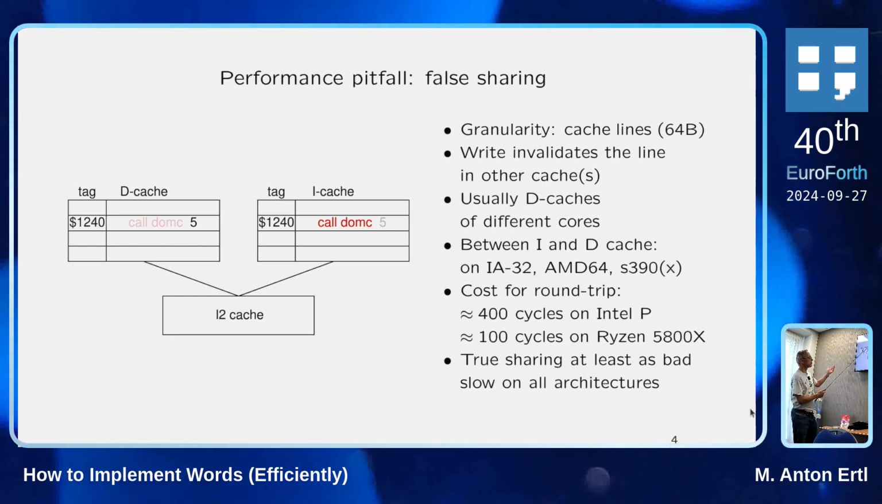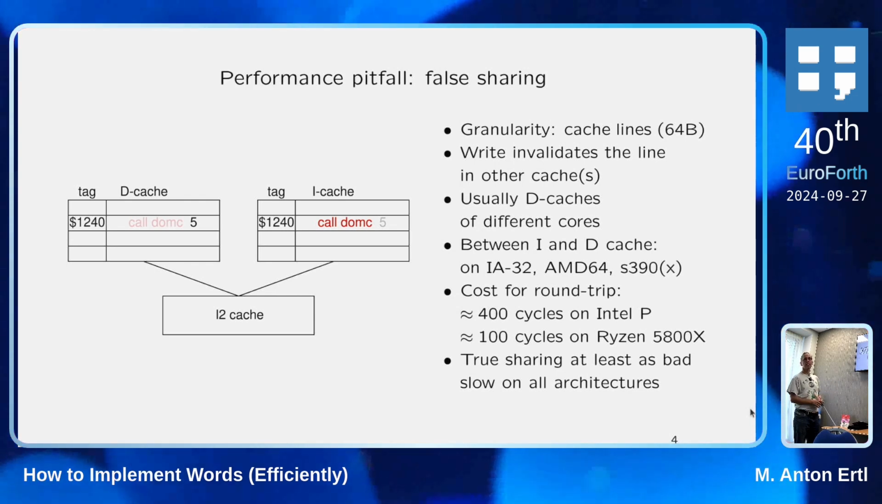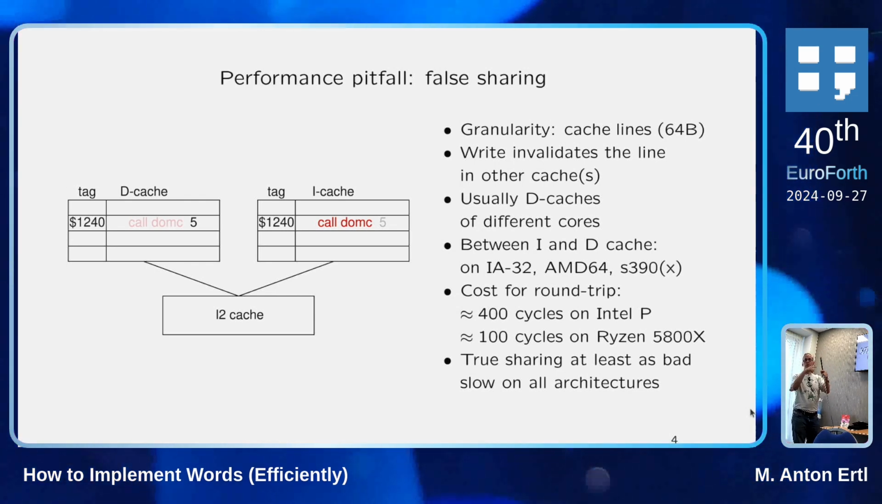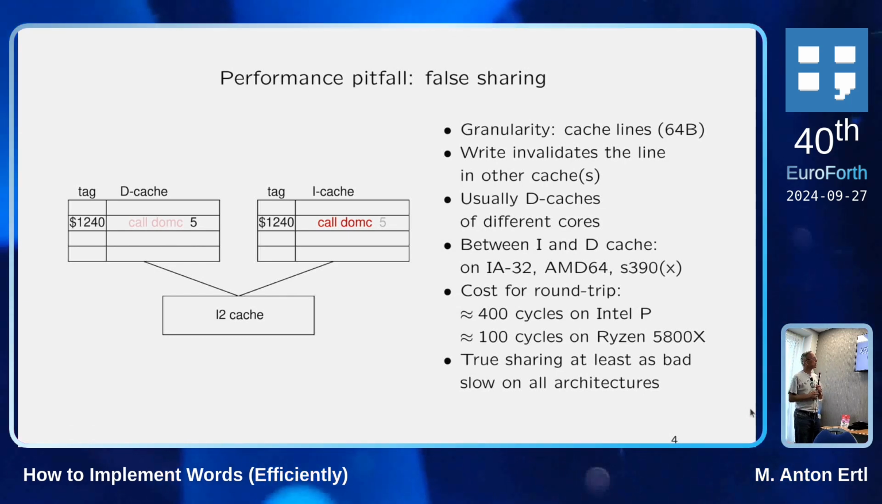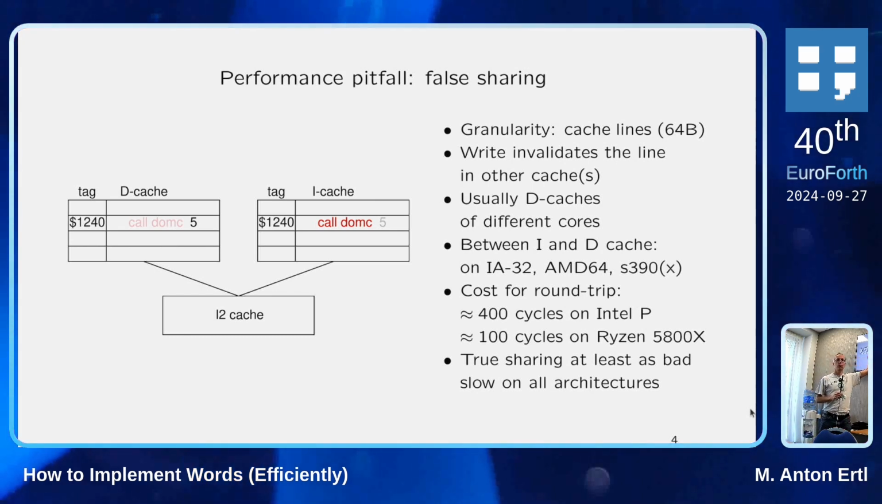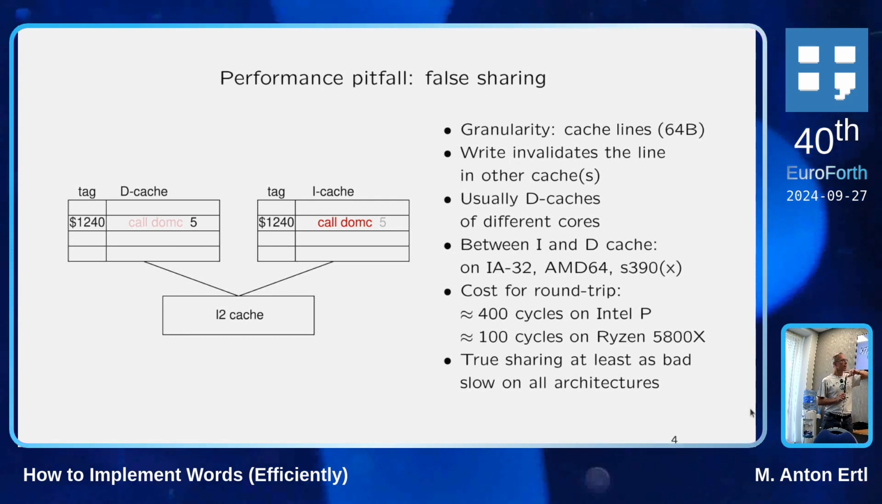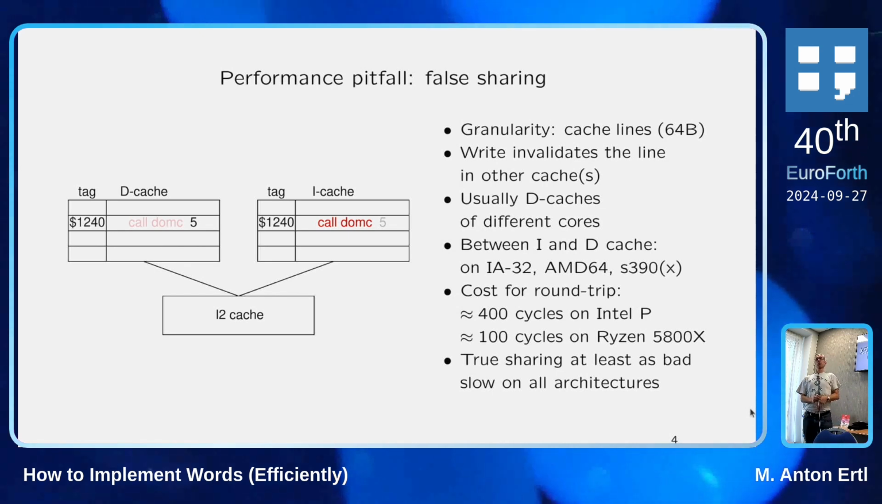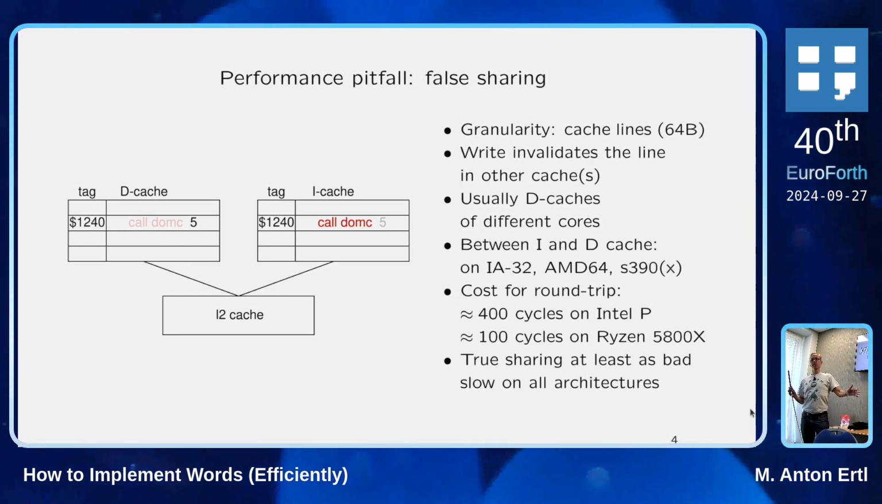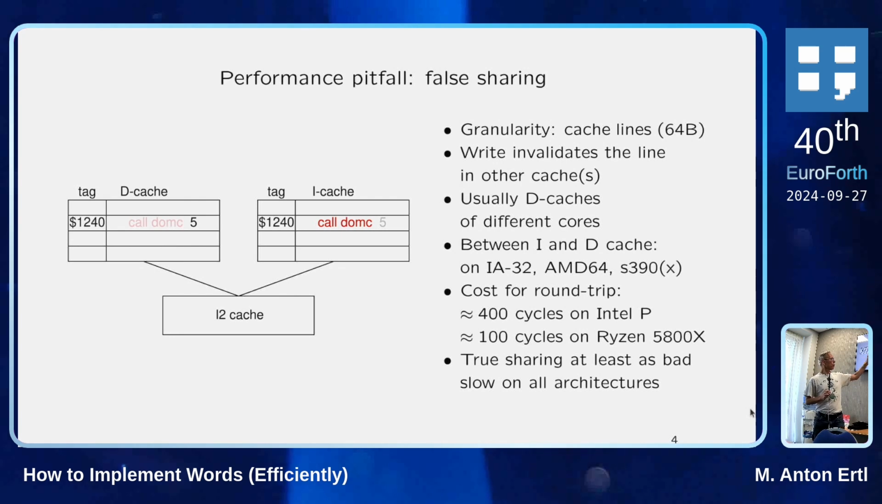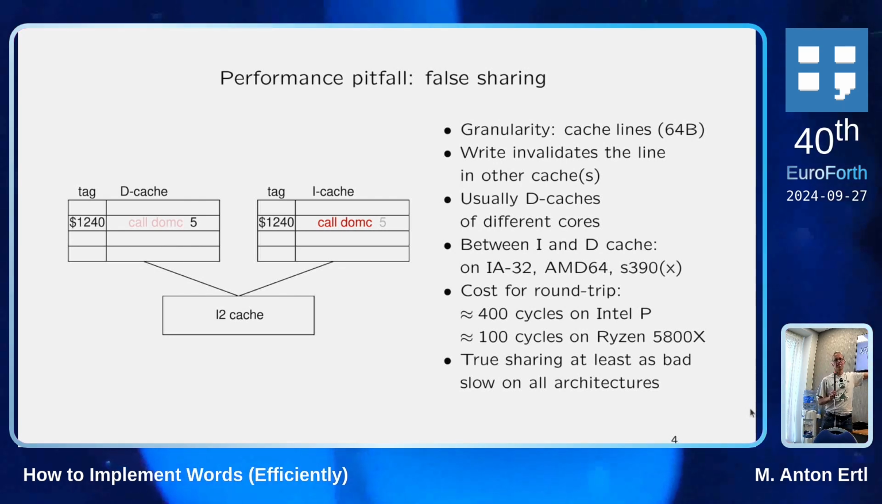And this takes around 400 cycles, the whole thing with writes and invalidate and then loading it again. On Intel processors, I've measured about 400 cycles and sometimes only 200. I don't quite understand when it's 200 and when it's 400. And on the Ryzen 5800X, it's about 100 cycles. So should we get all Ryzen processors? Actually, we should avoid this. Even 100 is very expensive.